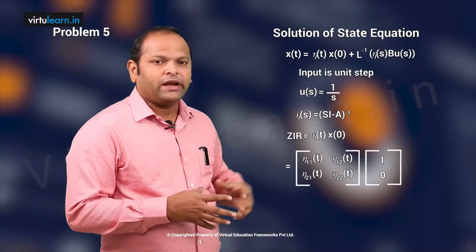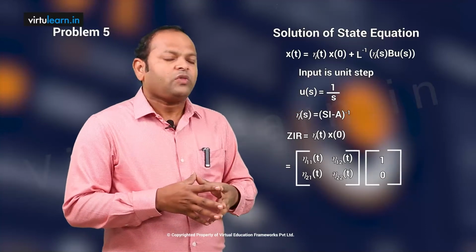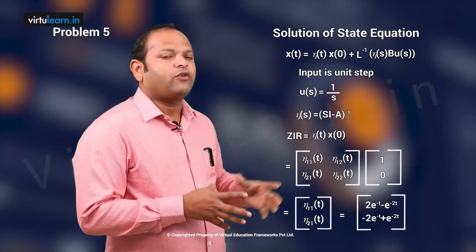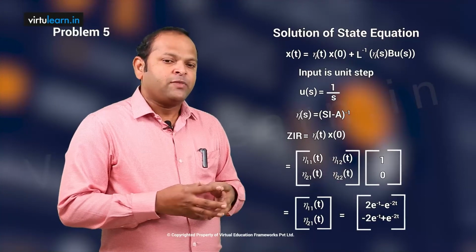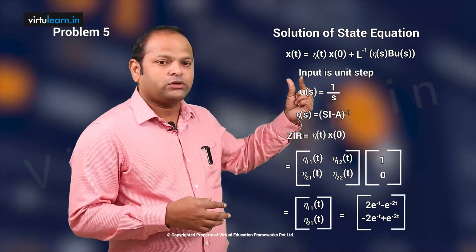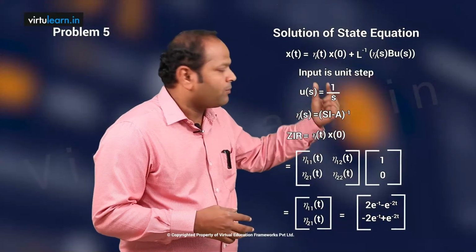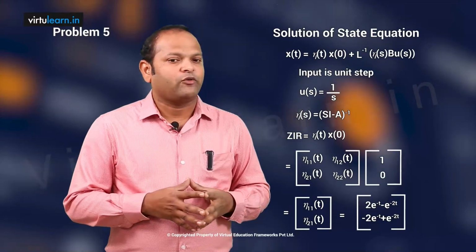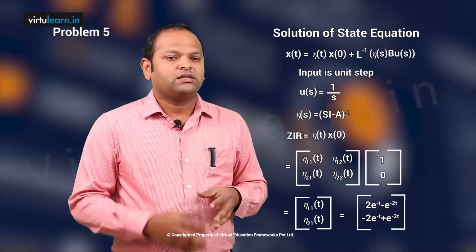Then what will we be getting? It is 1 0, so you will be getting the first column. So your ZIR is nothing but the first column, phi 1 1 of t and phi 1 2 of t, and corresponding terms we can pick up from the phi of t, and that is 2 e power minus t minus e power minus 2t, and minus 2 e power minus t plus 2 e power minus 2t. So this is nothing but my ZIR.